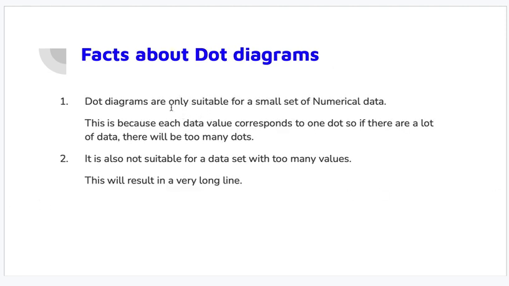Facts about dot diagrams. Dot diagrams are only suitable for a small set of numerical data because each dot represents a data value. If there are too many data, then there will be too many dots and it will not be appropriate to draw such a diagram. It is also not suitable when the range is too wide, because then we have an extremely long line, which is not practical.